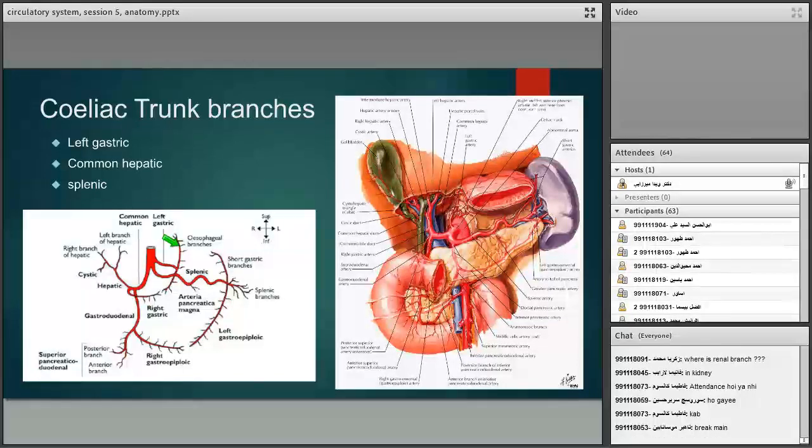The small curvature of the stomach. In these slides, we can't see the stomach because, look at here, the stomach is here, but we can't see that. Okay? So, the left gastric branch is going to the small curvature of the stomach and supplying the blood for that part.